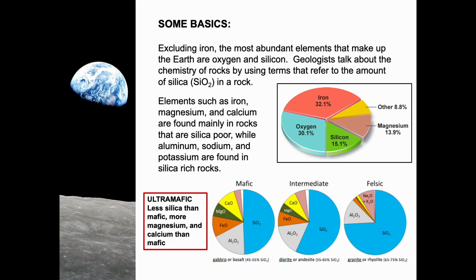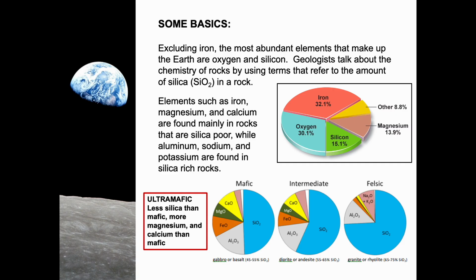We actually classify or differentiate the chemistry of rocks based on their silicon content. When silicon combines with oxygen, it creates a mineral called silica, SiO2, or silicon dioxide. We classify rocks based on their content of silicon dioxide. There are four main classifications of rocks that we classify based on their silica content.